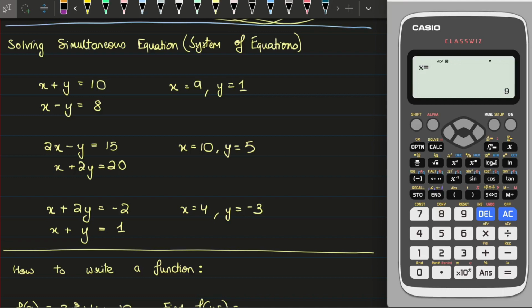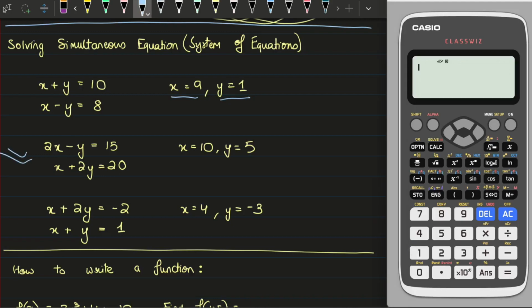So x should be equals to 9. That's exactly what we have over here. Y should be equals to 1. That's exactly what we have over here as well. All right. That's how you essentially are going to solve a simultaneous equation. I'm going to do one more example for you. Let's do this one right here.